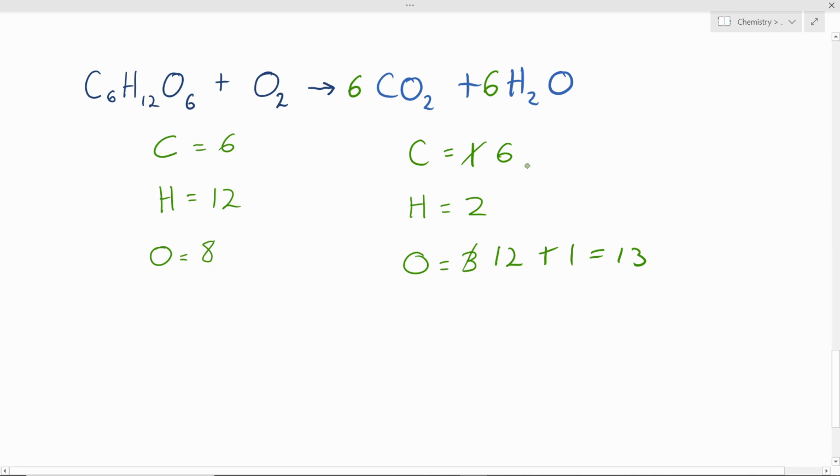Carbon stayed the same because there's just 6 times 1. Hydrogen, I know it's 12. 6 times 2, right? And for oxygen, I have 12 for the carbon dioxide plus 6. Remember, this is just 6 times 1. And so this is going to be 18. So now my carbon and hydrogens are balanced. Now I need to balance the oxygens.